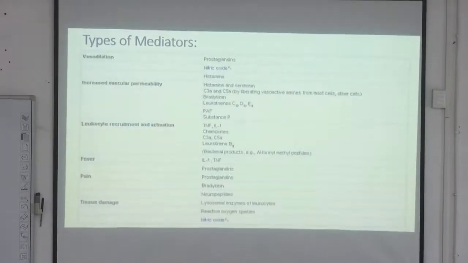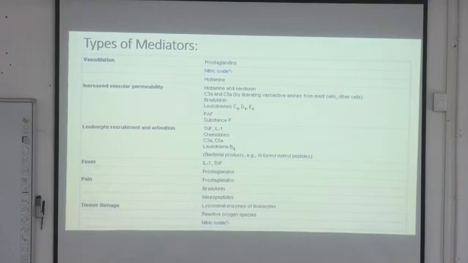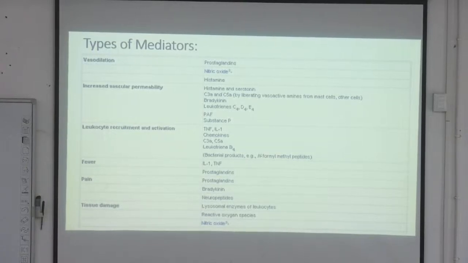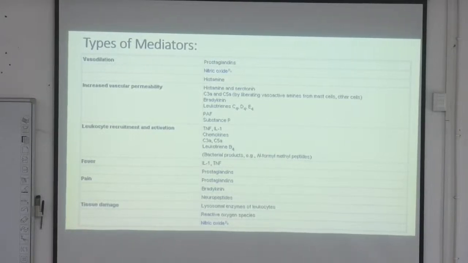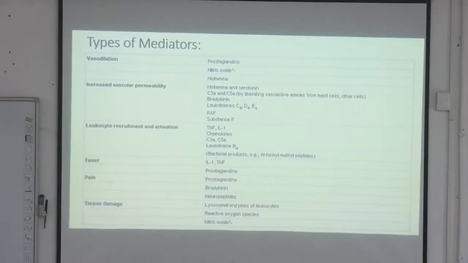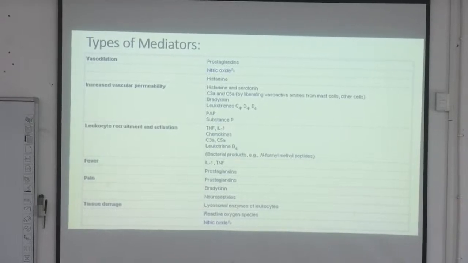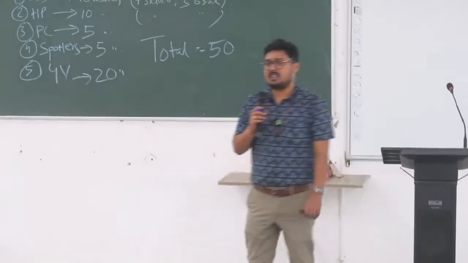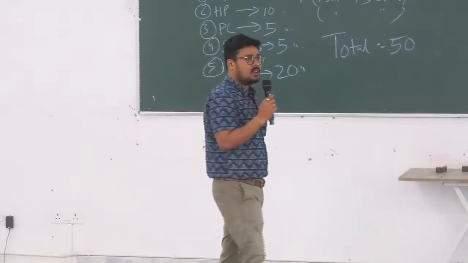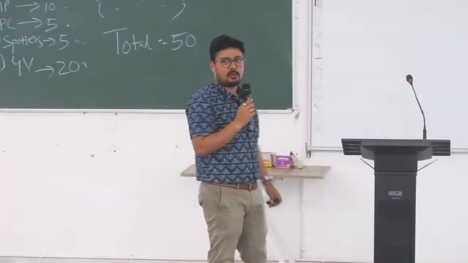So coming to the details of the mediators and their respective functions. What are the hallmarks of inflammation? Increase in vascular permeability, vasodilatation, and fever and pain: calor, dolor, rubor and tumor. The swelling, the redness and the pain are the symptoms the patient will come to you with whenever he or she is suffering from any sort of acute inflammation.